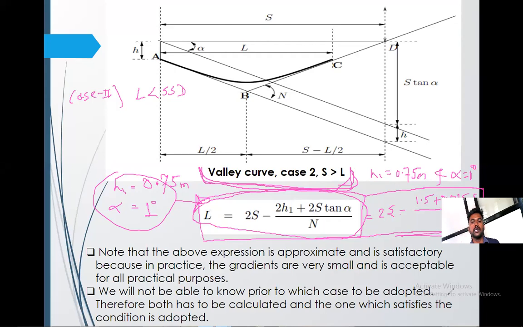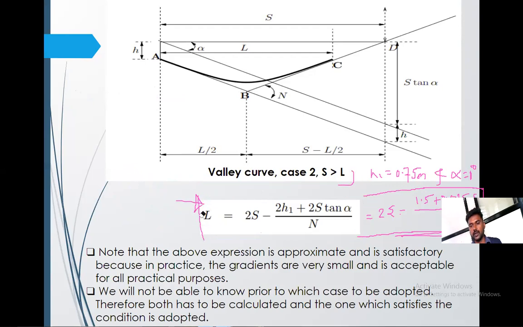In the prior condition, we don't know whether to go for the comfort criteria or the safety criteria. So we have to go with both criteria, comfort as well as safety, and by taking the values of those two criteria, we will analyze at the end which condition should be adopted, which will give the better results. So these are the two conditions that we require to calculate the length of valley curves.